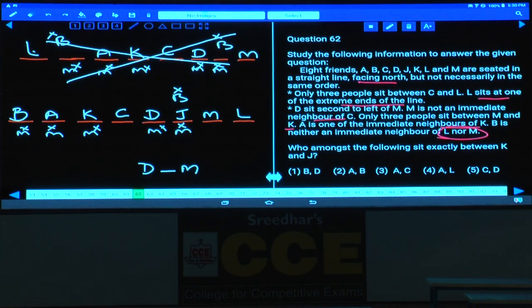Now this is about question numbers 62 to 65. Yes, anything else left over? Question numbers. Yes, question numbers.